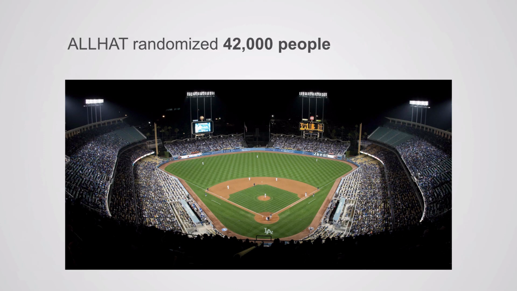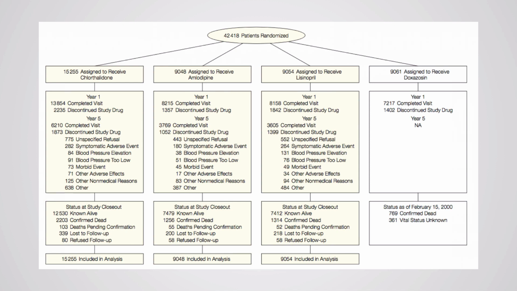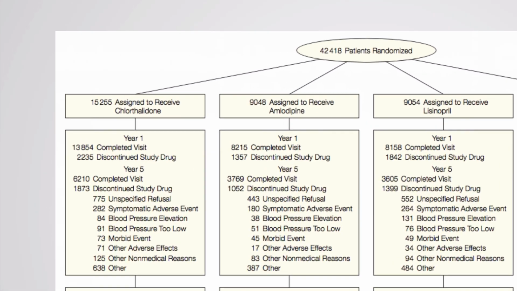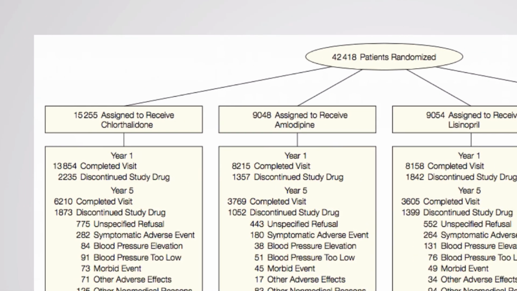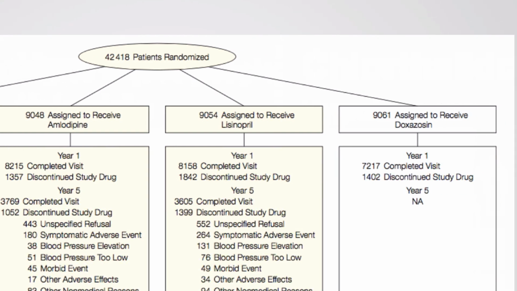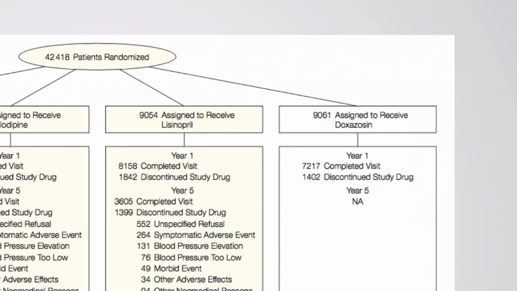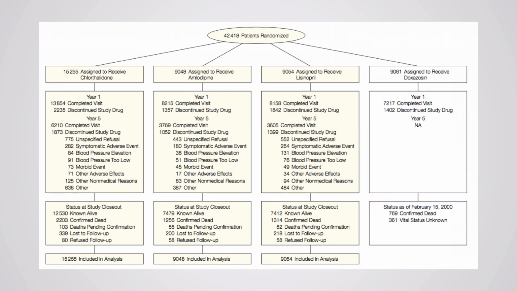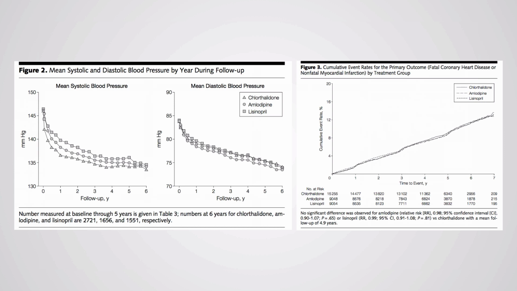ALLHAT randomized 42,000 people, enough people to fill a Major League Baseball stadium. They were assigned to one of four groups: chlorthalidone, amlodipine, lisinopril, or doxazosin. The doxazosin group was stopped early because of increased rates of heart failure. The other three went to completion.